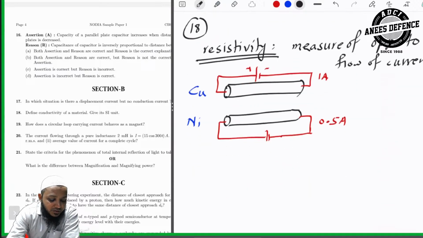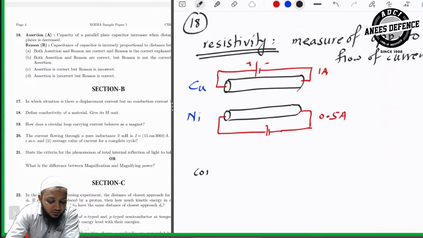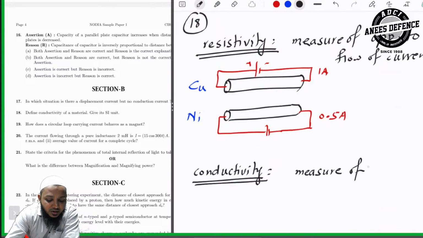And the reciprocal of resistivity is conductivity. We have been asked to define conductivity. So how to define conductivity? It is the measure of, what is the opposite of opposition, the measure up to which the material allows the current.